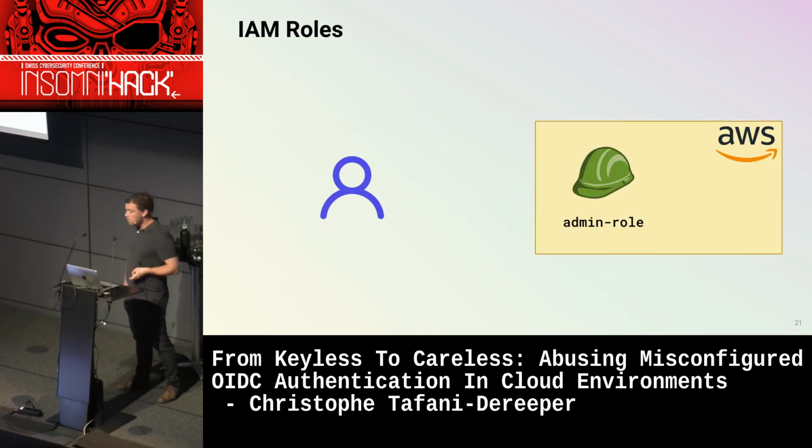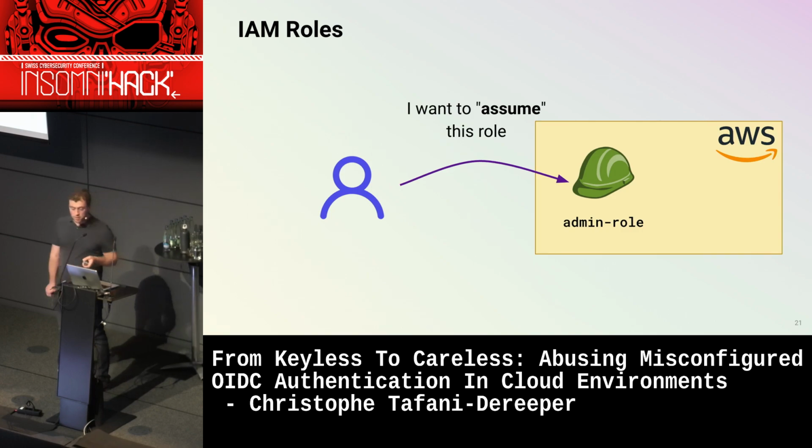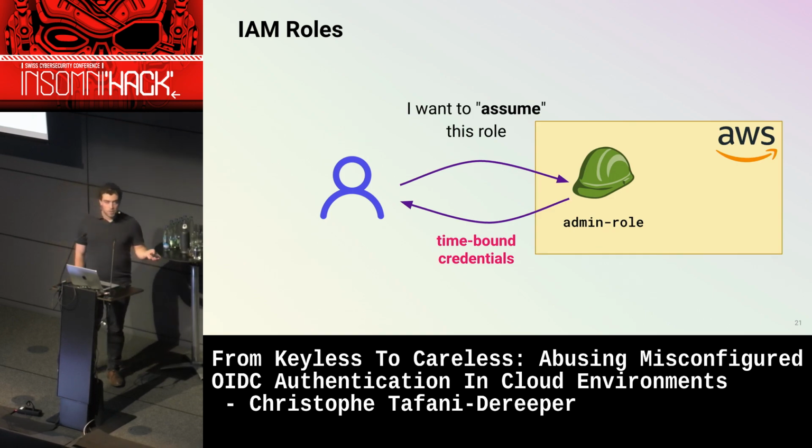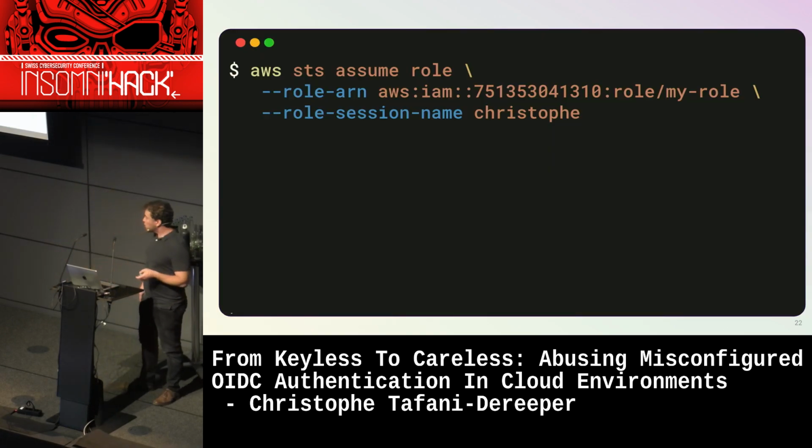So you are here on the left, and you say, I want some credentials. The name for this is assume the role. You want to assume this role. You get back some credentials that are going to be valid for up to 12 hours. The way it works with the CLI is like this.